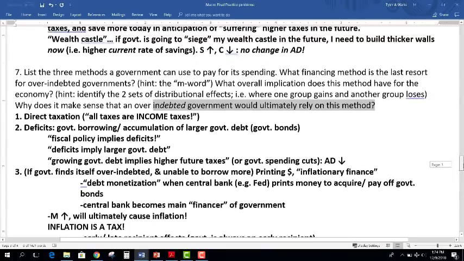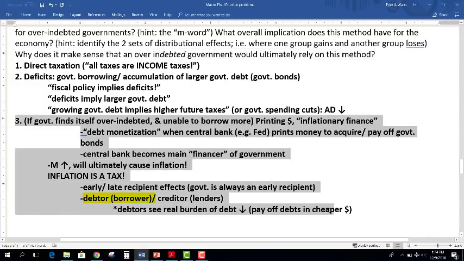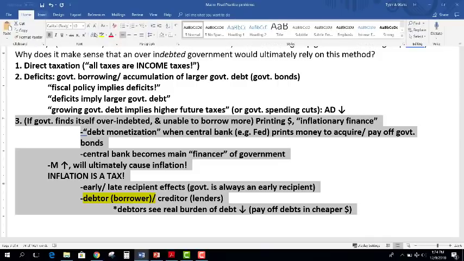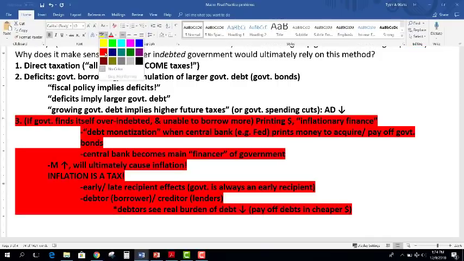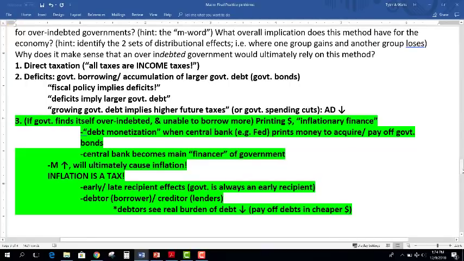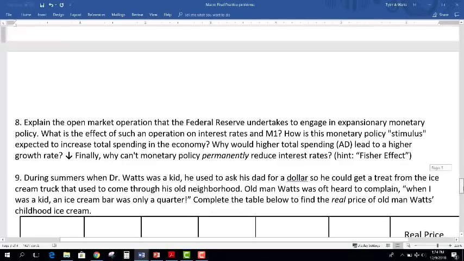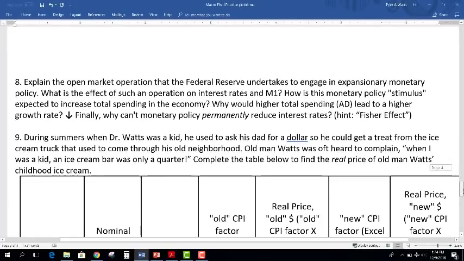Okay, so that's maybe kind of the easy way out for an over-indebted government. Going down here to step 3, using inflationary finance rather than increasing taxes, it finds itself needing to do this when and if it can no longer freely finance its debts through issuing bonds.